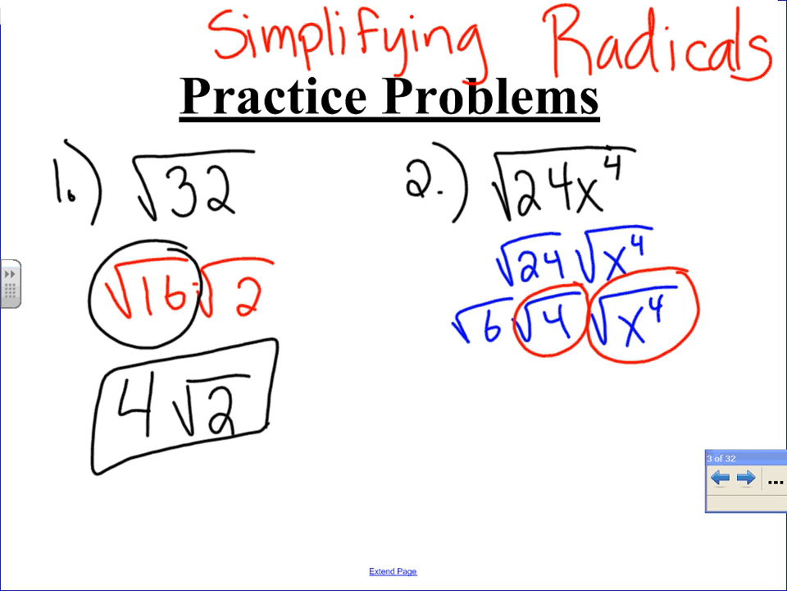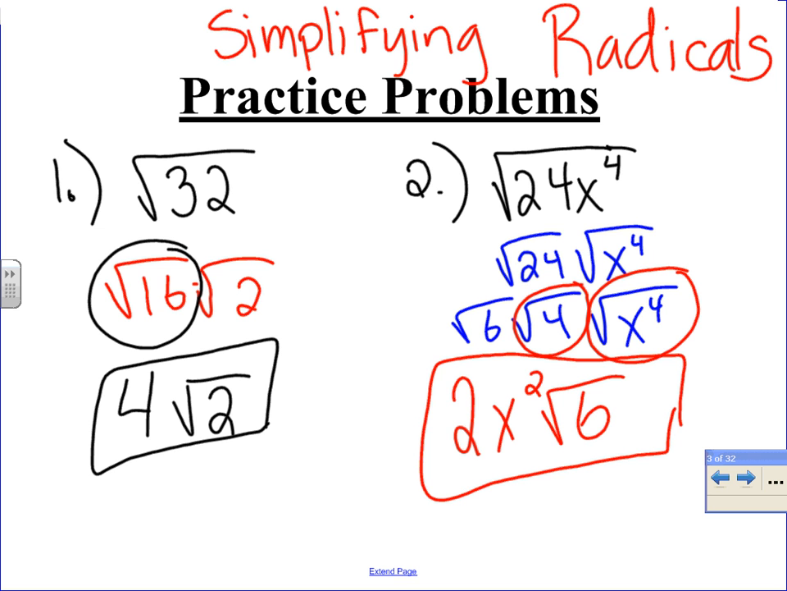How do you take the square root of something like x to the 4th? What do you do to the exponent? You divide it by 2. Thank you, Zach. So anytime a variable has an even numbered exponent, divide it by 2. So the square root of 4 is 2. Square root of x to the 4th is x to the 2nd. Leave square root of 6 next to that. So your answer to this one is 2x squared, square root of 6.